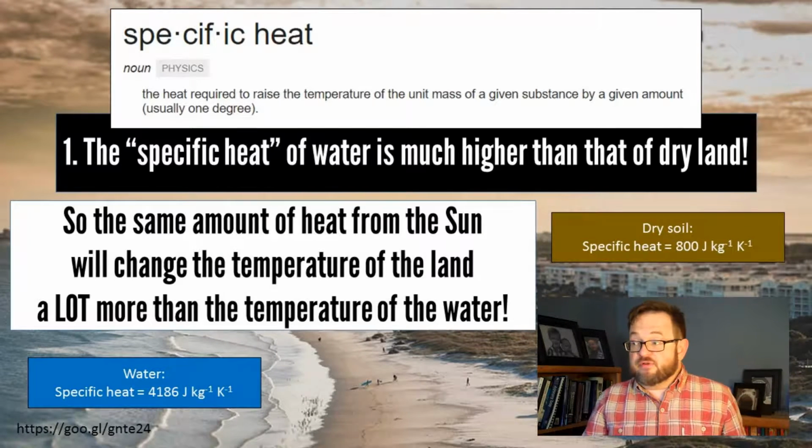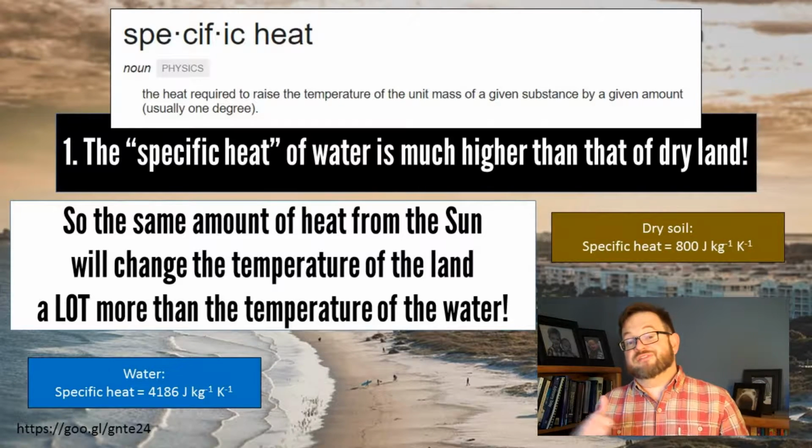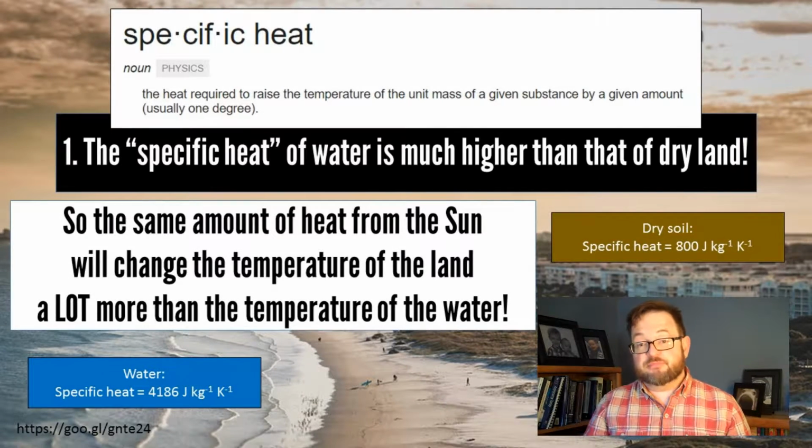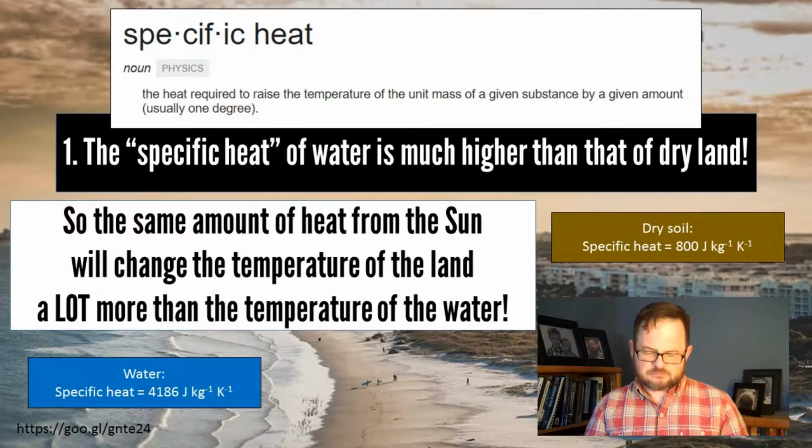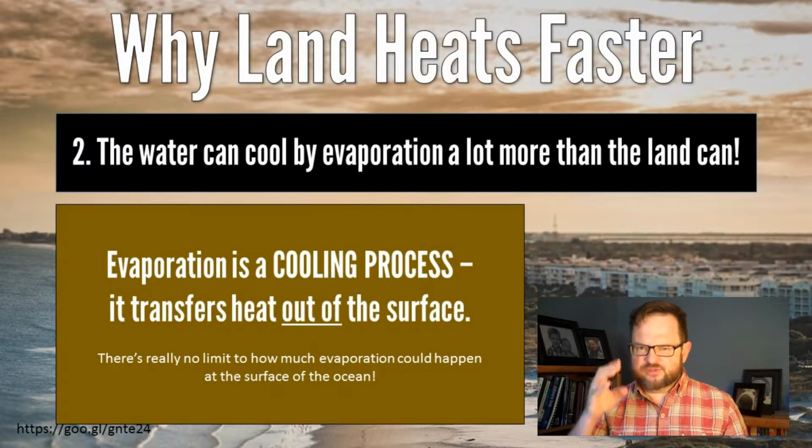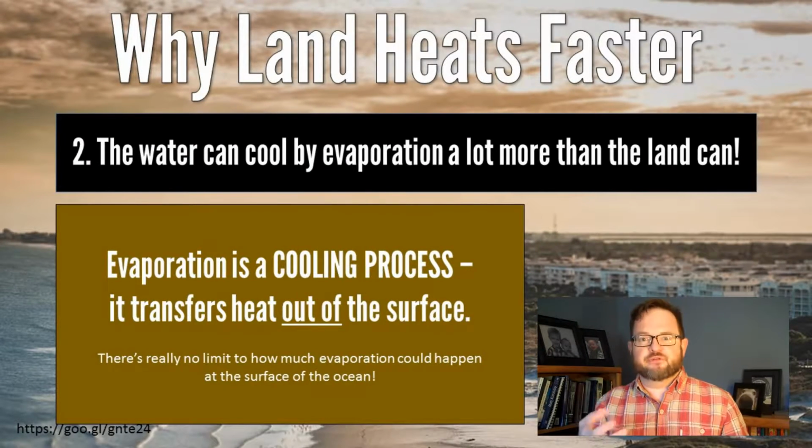So the same amount of heat from the sun, when the sun is shining on the surface of the earth, will change the temperature of the land a lot more than it'll change the temperature of, say, an ocean surface. And that's the only answer your book gives. There's actually more insightful answers we can give as to why the surface of the land will heat up more quickly than the surface of the ocean during the day.